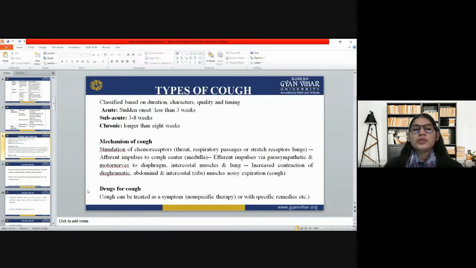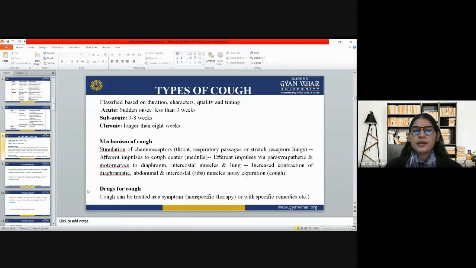Now coming to the point, types of cough. How many types of cough are there? We classify them according to duration, characteristics, quality and time. According to time, we have acute cough. Acute cough starts with a sudden onset and lasts up to 3 weeks.